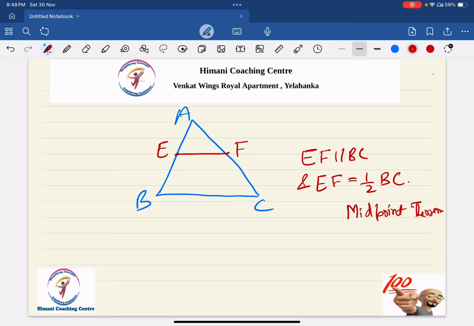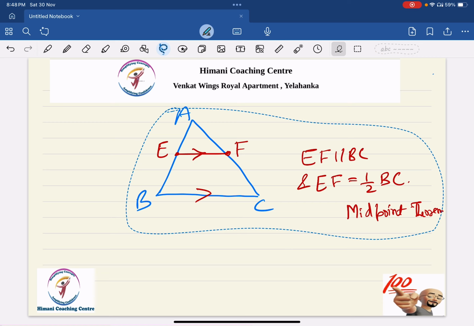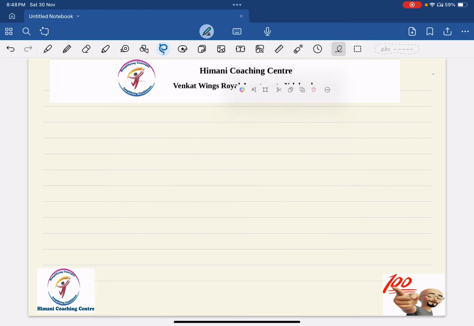Now there is a converse of the midpoint theorem also. Let us say we are given a triangle ABC in which E is the midpoint and EF is parallel to BC. Then F becomes the midpoint of AC. That is called the converse of the midpoint theorem. We will keep these points in mind and then try solving the questions.